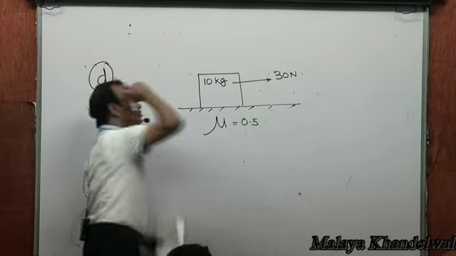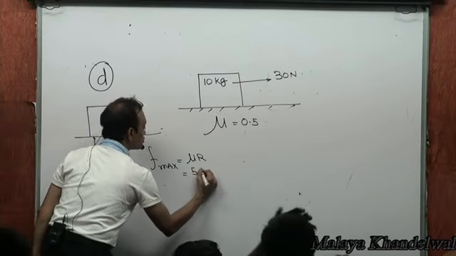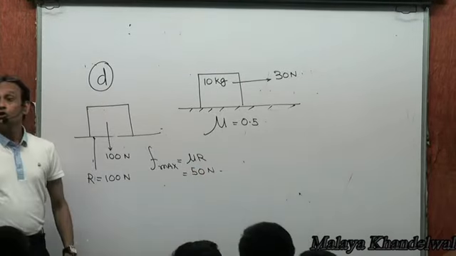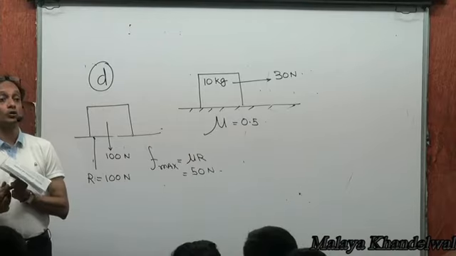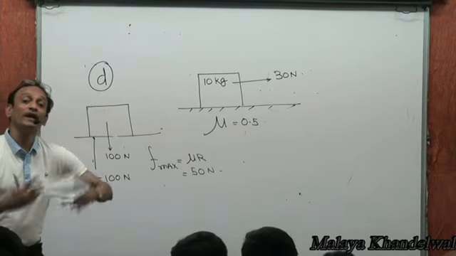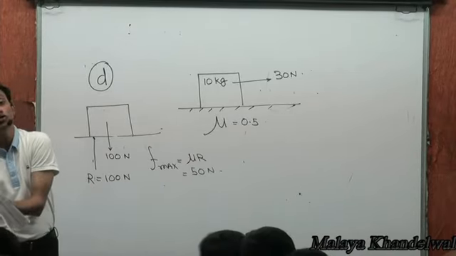So F max is going to be mu into R, which is 50 newtons. That means the ground can exert on the block a frictional force that can go anywhere from 0 to 50 newtons. All right. That means if 30 newtons is applied, then frictional force will be 30 newtons to the left.